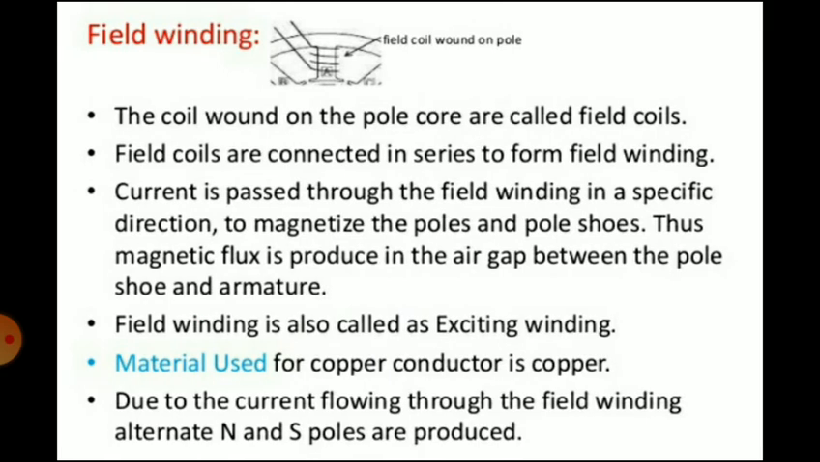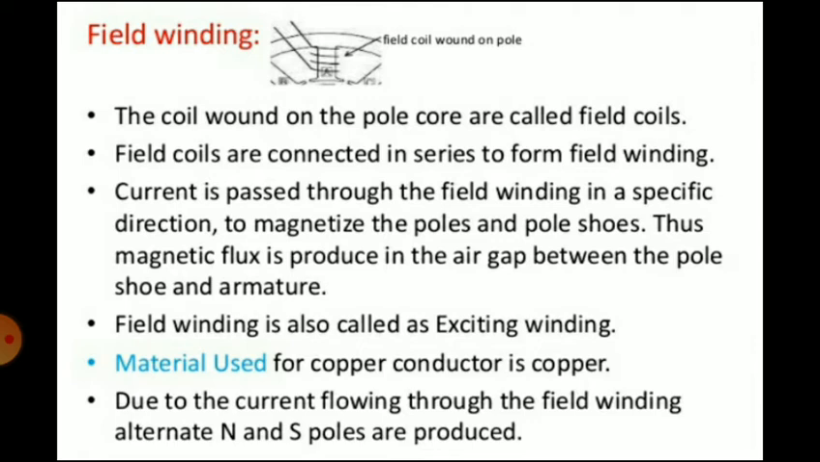So you can see in the top diagram, there is a field coil wound on a pole. That is called a field winding. The coil wound on a pole or pole core is called a field coil. Field coils are connected in series to form the field winding.